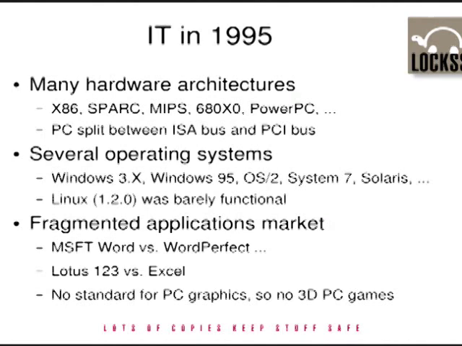The big surprise looking back at the IT landscape in 1995 was how different it really was. There were many CPU architectures in use. The PC was in the midst of a major architectural transition from the old ISA bus to the new PCI bus. Microsoft hadn't shipped Windows 95 yet. So in those days, although it was actually possible to connect a PC to the internet, very few humans had actually succeeded in doing it. The Mac was running System 7, which was starting to look seriously long in the tooth. Linux was barely functional. The whole application space was fragmented. It wasn't at all clear whether Microsoft Word or WordPerfect was going to win.